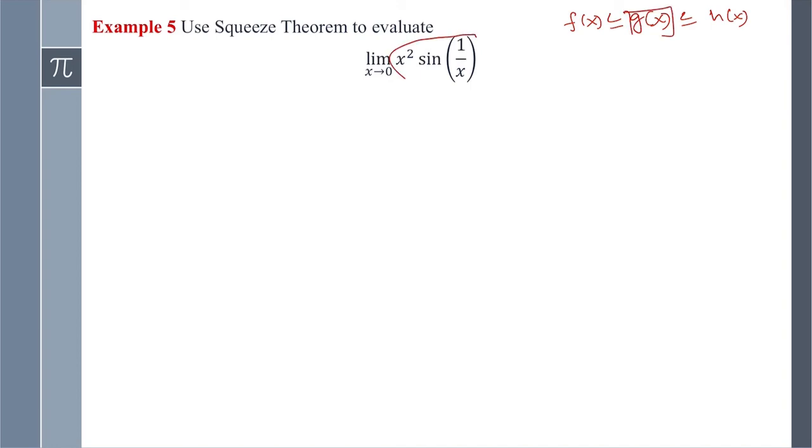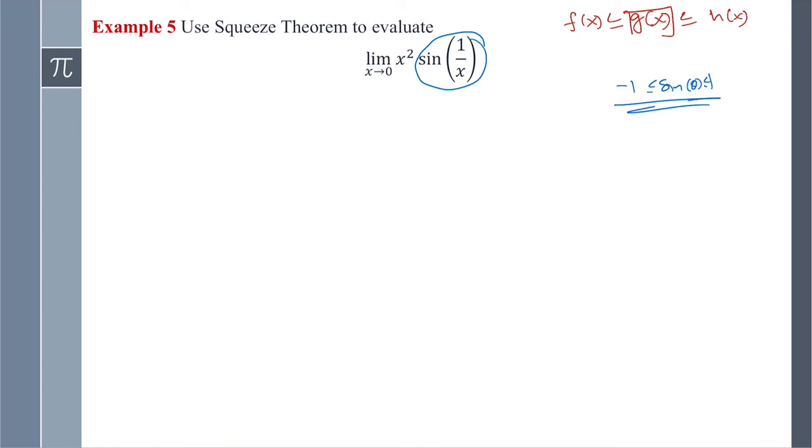That means this is the function that we have in the middle. Now what we need is two more functions, one greater than that and one less than that. Sometimes it might be challenging to get that, but usually with trigonometric functions it's a little bit easier because we know that the range of the sine function is between -1 and 1. So sine of theta, or whatever we have, is always between -1 and 1.